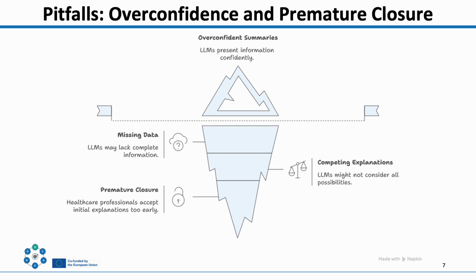Premature closure occurs when healthcare professionals stop considering alternative diagnoses too early and accept an initial explanation without sufficient verification. When using LLMs, this can happen if a suggested diagnosis or management plan appears plausible and well structured, leading users to overlook conflicting information or additional possibilities.